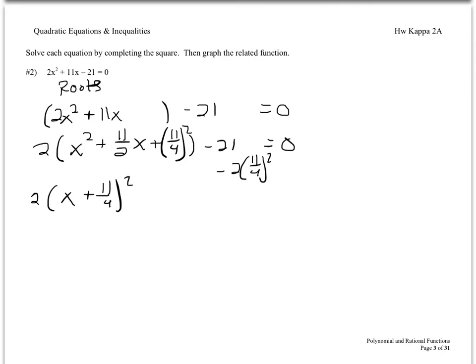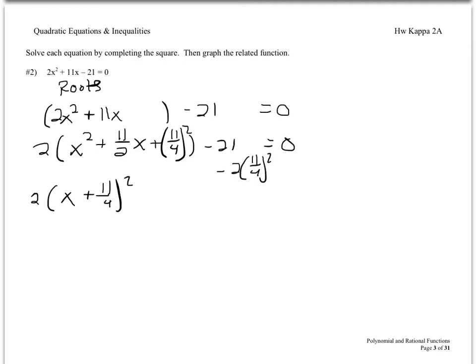Here's where I got these numbers. This first term, x, is the square root of this first term, x squared. The second term, 11 over 4, is the square root of 11 over 4 squared. And the sign of the middle number goes here. I'm going to simplify this here first. If I square this, I get 121 over 8.